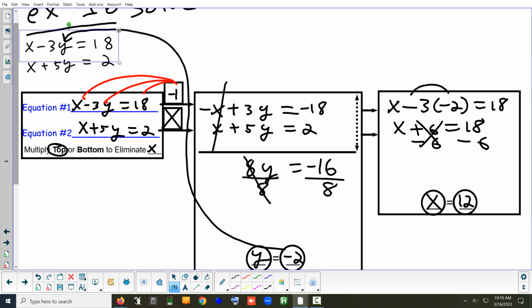Okay, so the whole goal is to end up with same letter, same number, opposite signs. That's what you want to have every time. Sometimes you have it right away. That's what we did on Monday. Sometimes you don't. And you have to do something to fix it so you do.